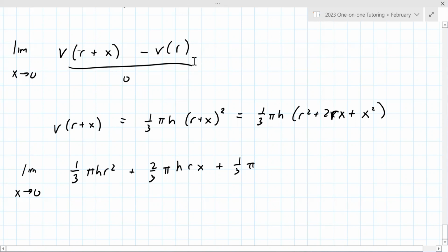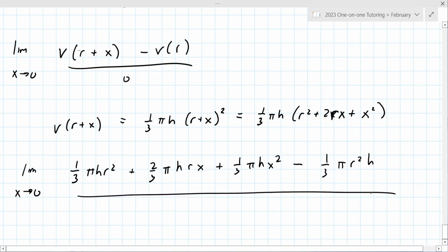Because h is represented as the height in this, and you don't want to mix up the h and the x. It is the difference between the two secant slopes, over the horizontal distance: 1/3 pi h x squared minus 1/3 pi r squared h, all over x. Oh boy. Okay.